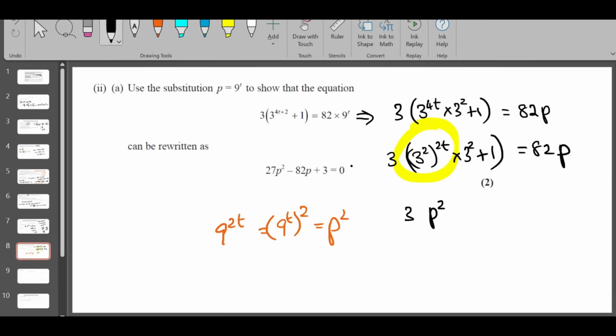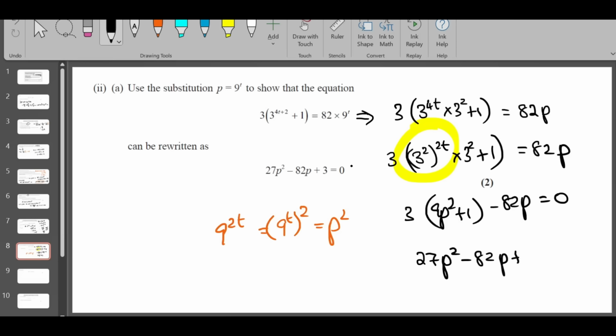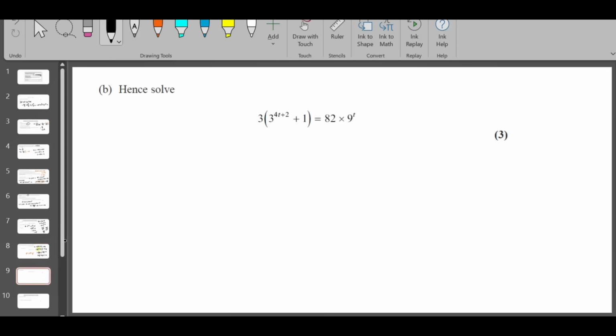So 3 times p squared times 9. So you will get 9p squared plus 1 minus 82p is 0. Open the bracket, you will get 27p squared minus 82p plus 3 is 0. We framed a quadratic equation already. Now they might ask you to solve the quadratic equation. Solving this is the same as solving this quadratic equation, 27p squared minus 82p plus 3 is 0.